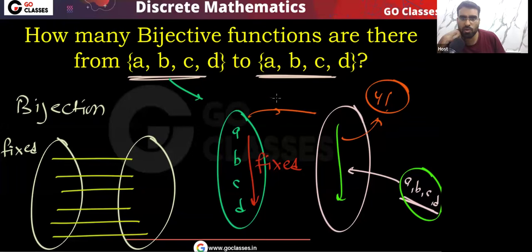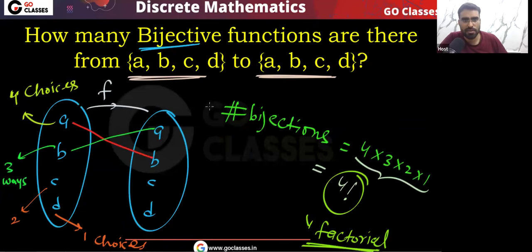So this is how you can find the bijective functions. Did you understand both the methods? At least one method you understand. See, did you like this method where I am finding choices? For this element, I have 4 choices. I want a bijective function, so every bijective function is injective and surjective. So this element has 4 choices. Once I am done with this, this element has only 3 choices. Once I am done with these two elements, this element has only 2 choices, and this element has 1 choice. So your answer will be 4 into 3 into 2 into 1. That is 4 factorial. So this is one way to find the number of bijective functions.